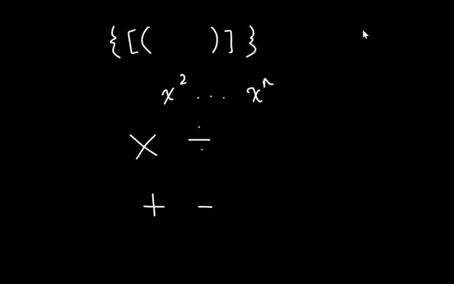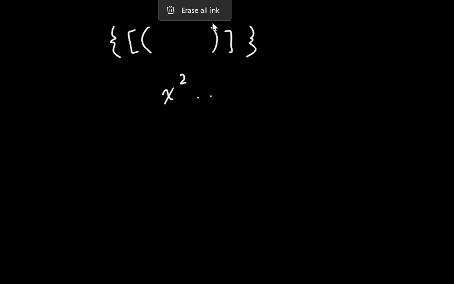For example, how about 1 plus 5? There are no parentheses, so you skip that step. No exponents, you skip that step. There are no multiplication and division, you skip that step. And you add 1 plus 5. With that in mind, let's do this problem.